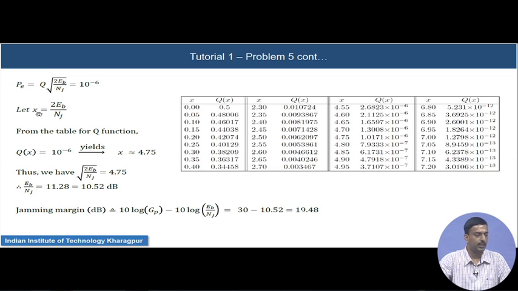Once again, please note that this x should be root of 2 EB by Nj and not 2 EB by Nj as specified here. So this concludes session 1 for tutorials on direct sequence spread spectrum systems. In session 2, we shall deal with problems on frequency hopped spread spectrum signals.